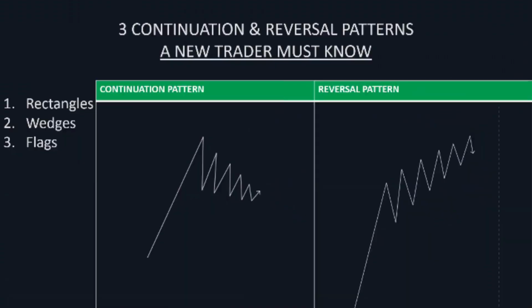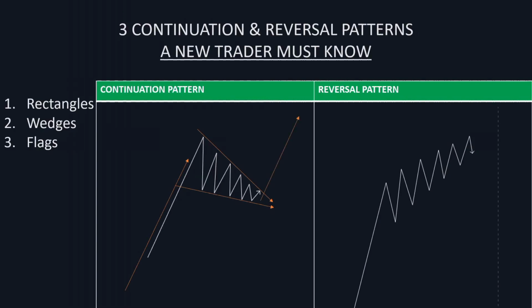Next, let's look at wedges. These patterns are slightly different from rectangles. Falling wedge, continuation. Picture price pushing up, then correcting downward, but in a converging pattern where the highs and lows get closer together. That's a falling wedge. Once price breaks above this wedge, it's likely to continue pushing upward. This is your signal to buy.